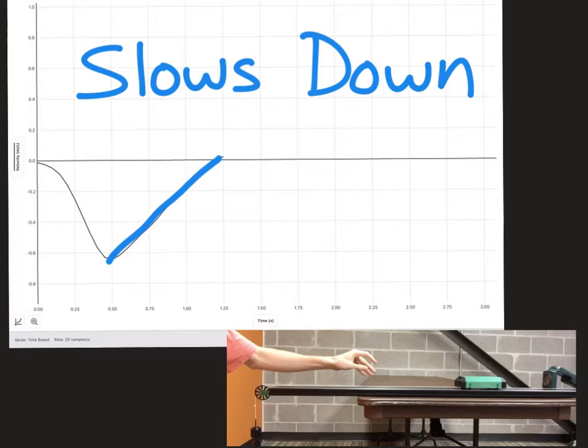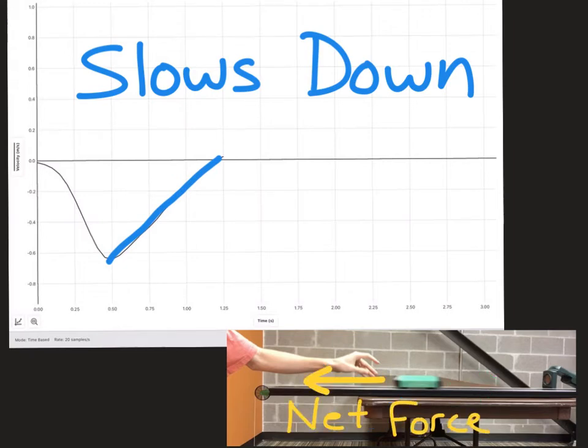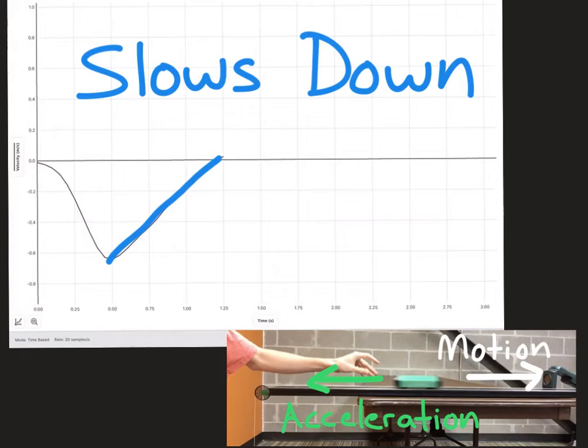Because we know that when I let go of the cart, the left forces are greater than the right forces. So net force is which direction? Left. So acceleration is which direction? Left. Well, the cart's moving to the right, but its acceleration is to the left. So what's going to happen? It's going to slow down, because net force and acceleration are in the opposite direction of motion.